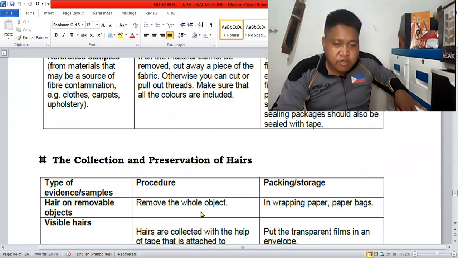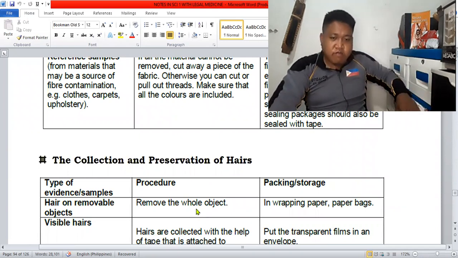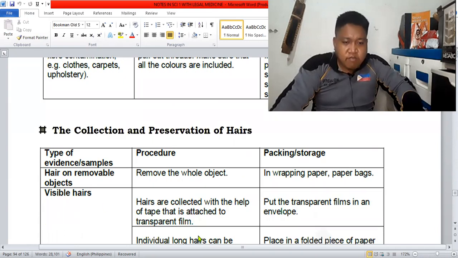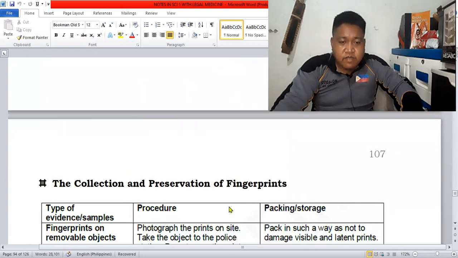Then collection and preservation of hair naman tayo. Hair on removable object: remove the whole object. Visible hair: hairs are collected with the help of tape that is attached to transparent film. Individual long hairs can be pulled out with forceps. Yan. Then collection and preservation of fingerprints.